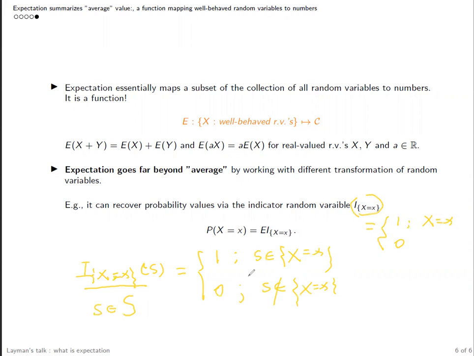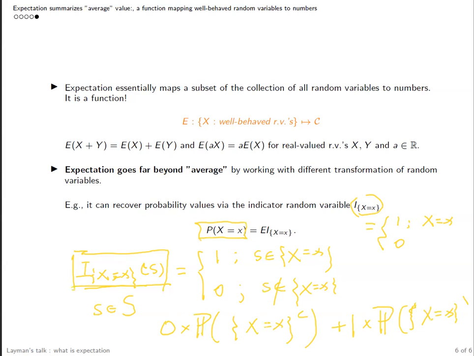It's also a Bernoulli distribution. If we look at the expectation of this indicator random variable, it's essentially equal to the probability of X equal to x, because it's 0 times the probability of this event not happening plus 1 times the probability of the event X equal to small x.